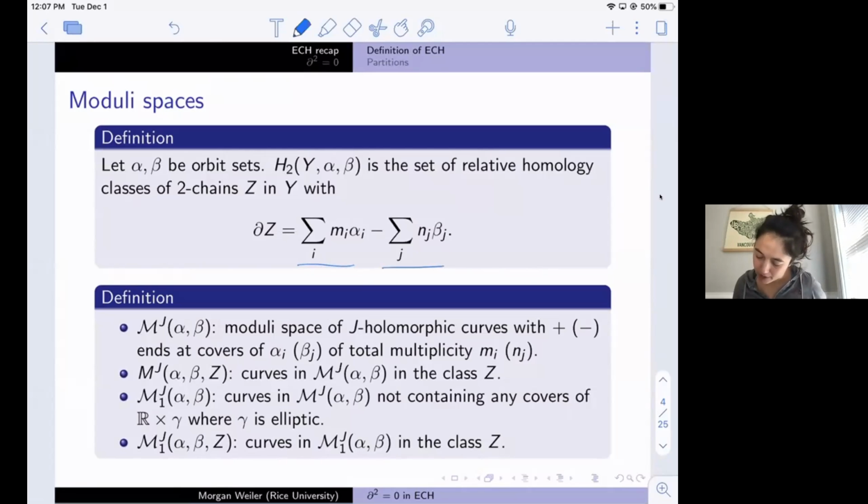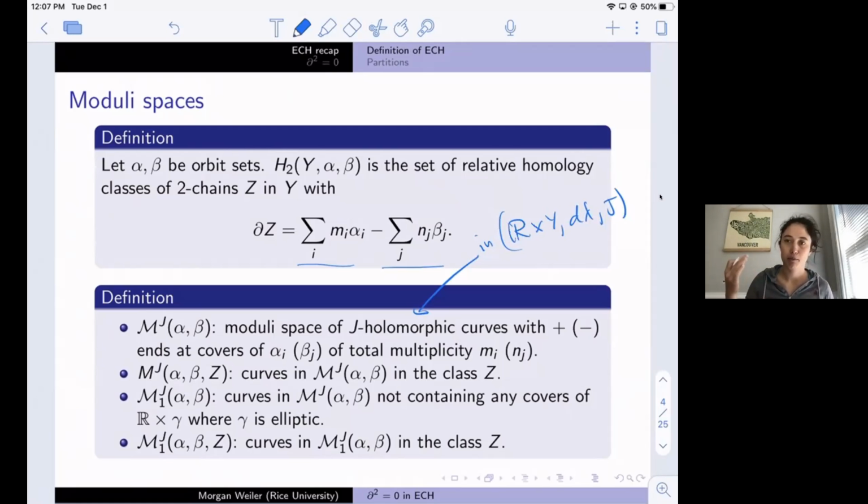And I guess I didn't tell you where these J holomorphic curves live. These are J holomorphic curves in the symplectization R cross Y, where J is a lambda compatible almost complex structure. So there are lots of different types of moduli spaces, but hopefully, if I add a Z to the end of a moduli space, that makes sense to you. So M superscript J alpha beta is the moduli space of J holomorphic curves with positive ends at covers of the alpha i of total multiplicity m i, and negative ends at covers of beta j of total multiplicity n j.